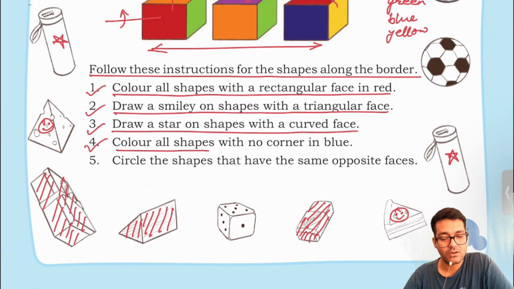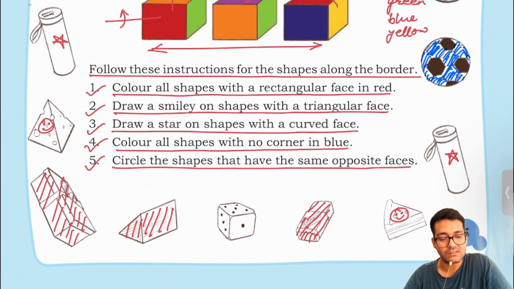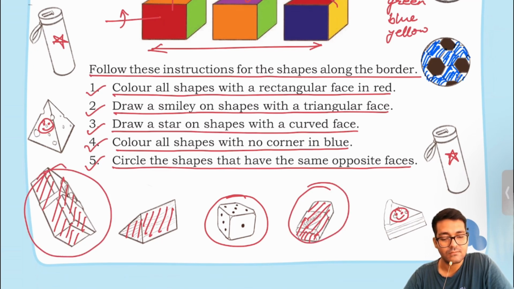4. Color all shapes with no corner in blue. You have to color all shapes with no corners in blue like this. 5. Circle the shapes that have the same opposite faces. You have to circle the shapes that have same opposite faces like this.